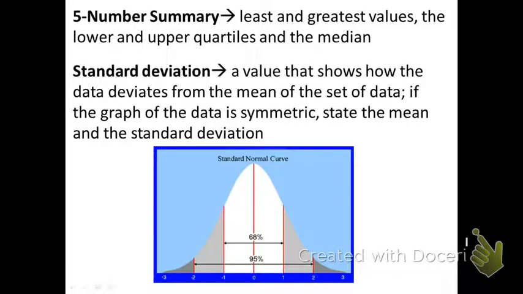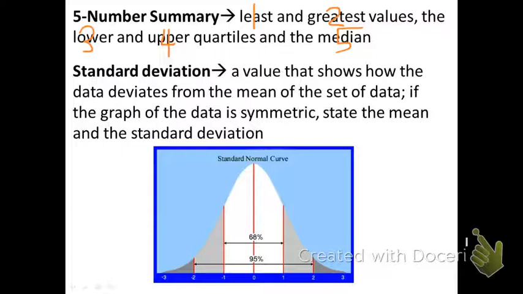A 5-number summary is when you include all 5 of those values we just talked about. The least and greatest values, so that's the first one. And that's the second one. The lower and the upper quartiles, the third and the fourth, and the median would be the 5th.